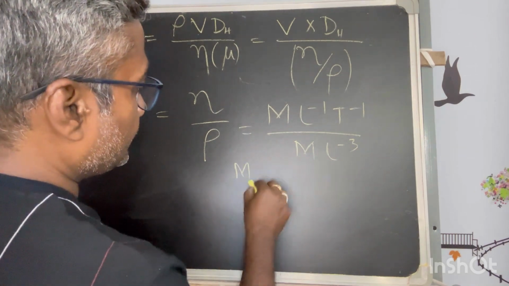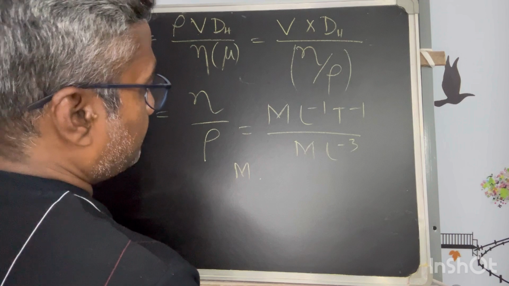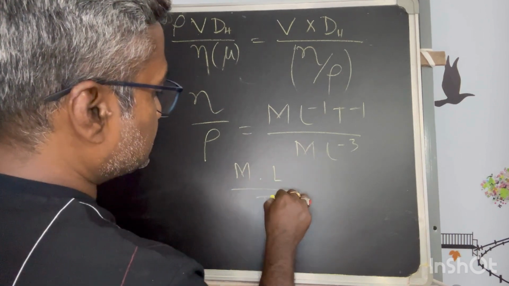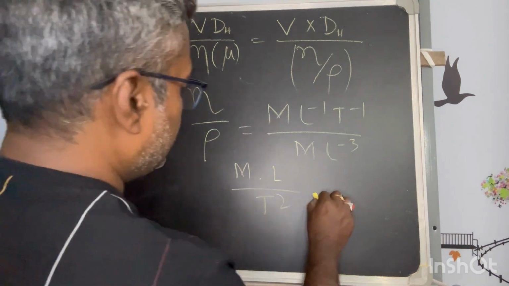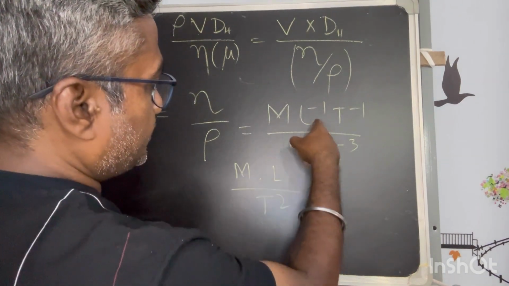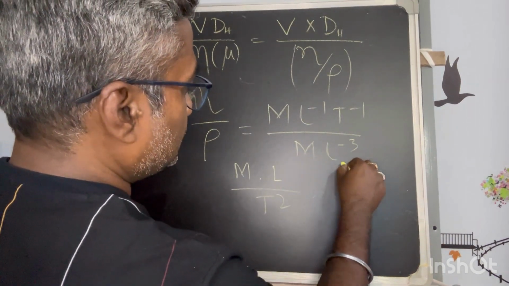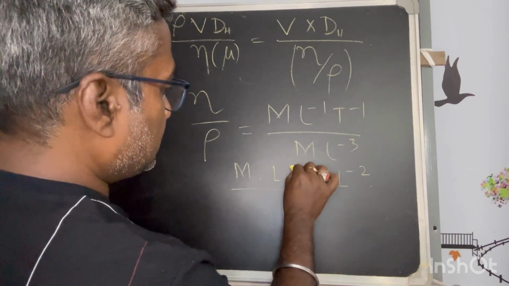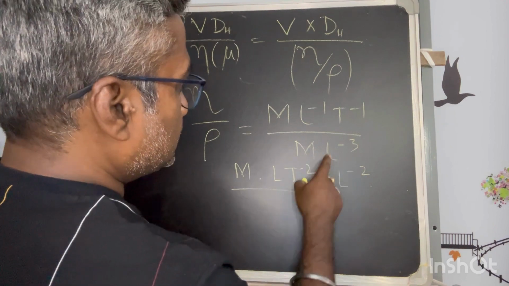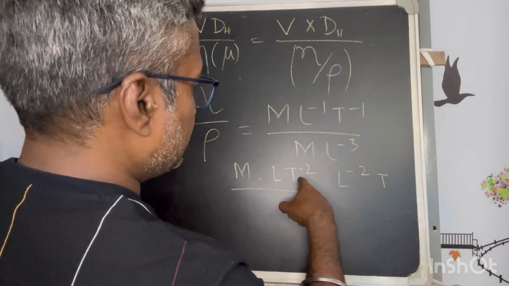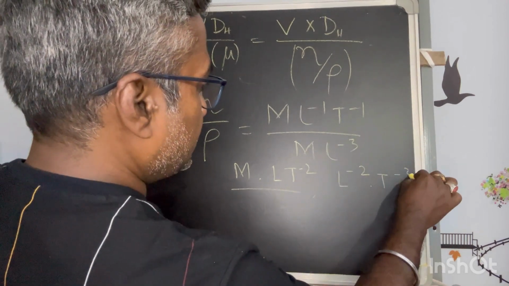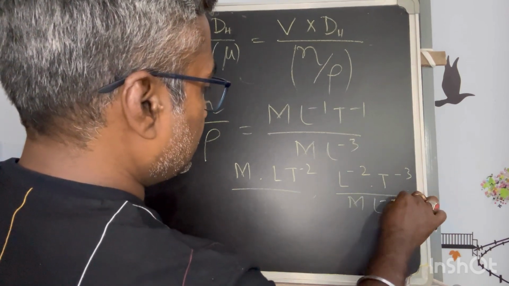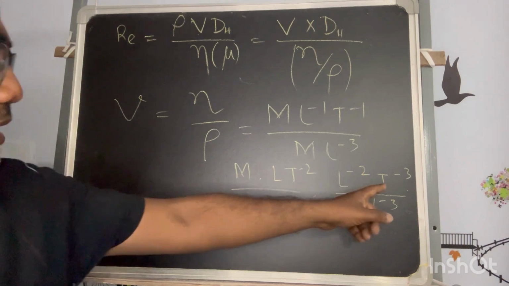Now this can also be represented, if I want to represent it, M into L, let's say I am taking, then T square I am taking, so remaining will be L is extra here, so L to the power minus 2 here, T to the power minus 2 I have taken, so this will be T to the power minus 3, and here M L to the power minus 3, isn't it? So this will balance the equation.